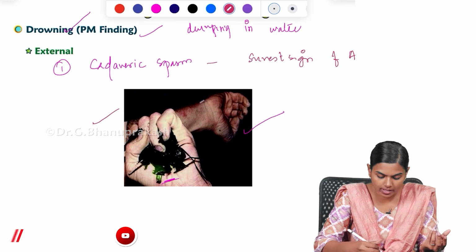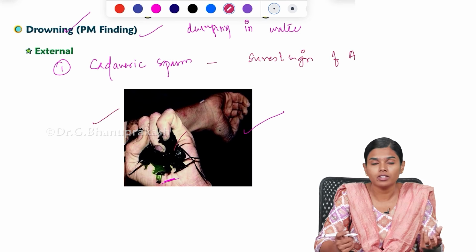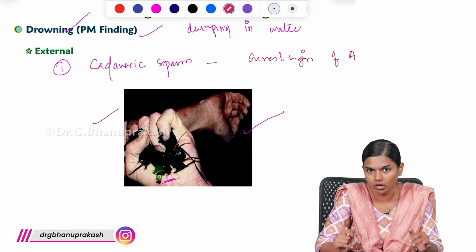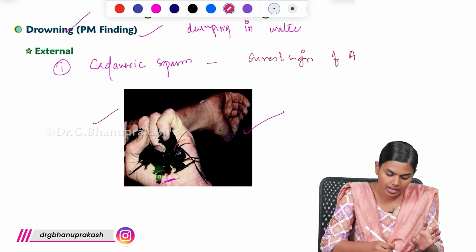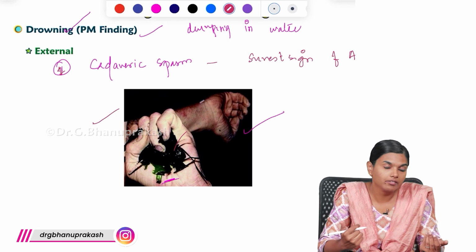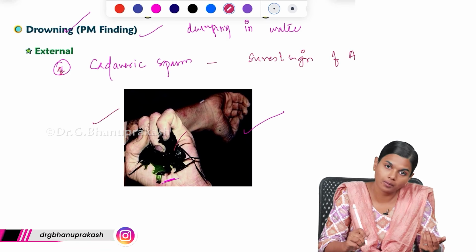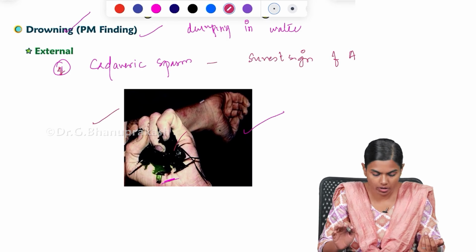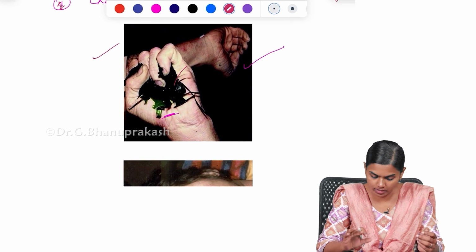So, they will get these aquatic plants. Sometimes they will have some stones or some other items that are usually found under the water in their hands. And this cadaveric spasm is one important sign that we can use to identify whether it is a case of antemortem drowning or post-mortem drowning. So, this is the first thing.